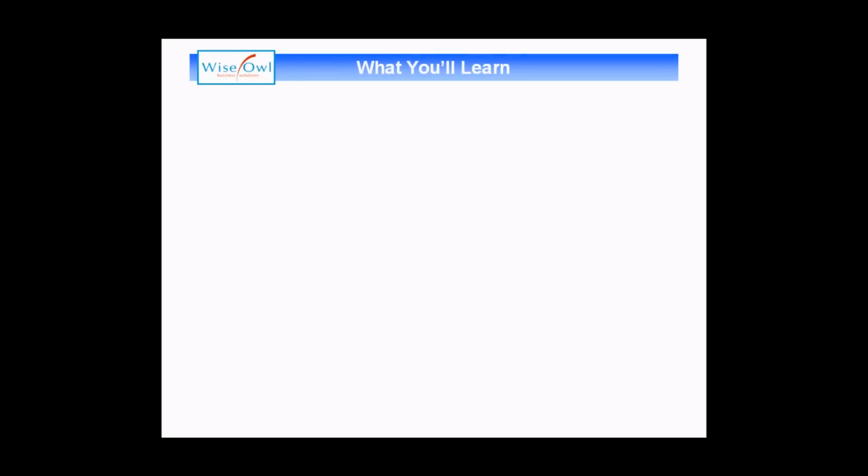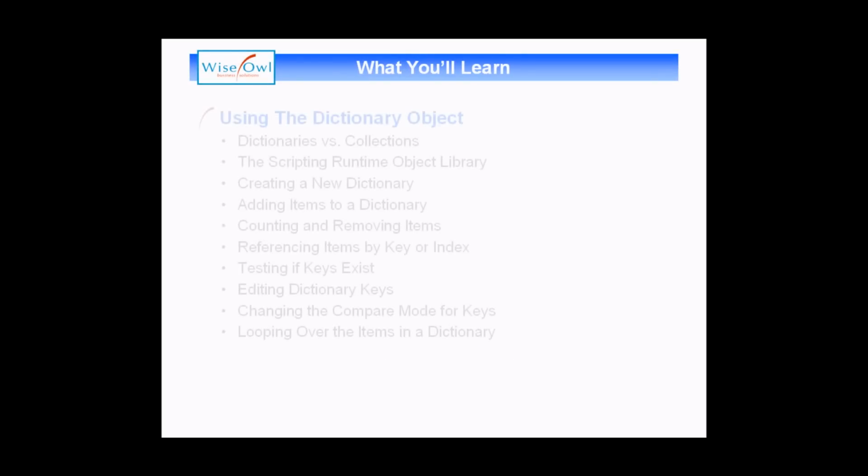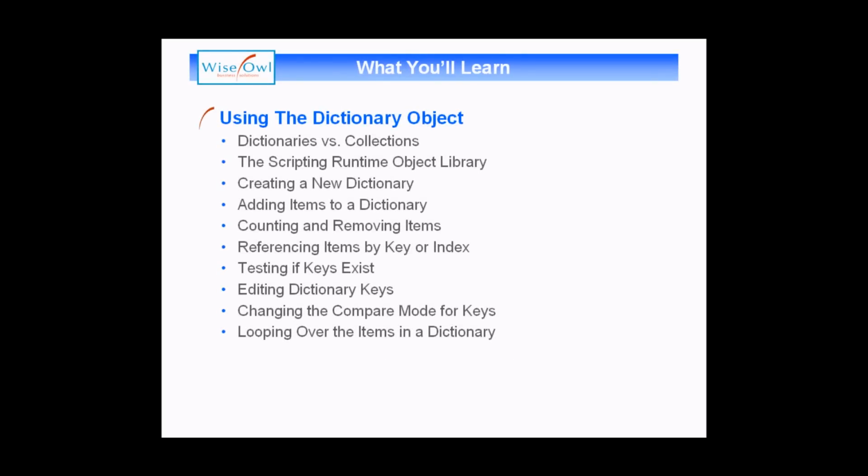And we'll start the video by quickly comparing dictionaries to another type of object called a collection, which you may have seen in previous videos in this series. Once you've made that quick comparison, we'll then explain how you can create a new dictionary object, first of all by setting a reference to the scripting runtime object library.